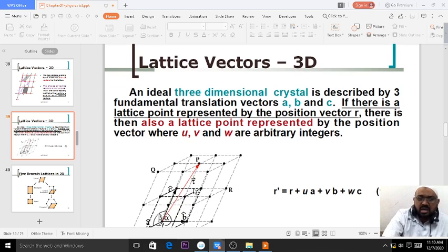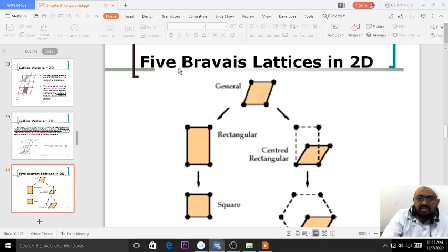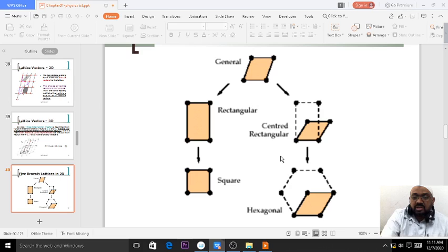How the lattice points are arranged and what will be the figure or the pattern that you are going to observe. So how many Bravais lattices can you have in 2-dimension? See here, you can have the lattice point arrangement such that the environment about each point is identical with respect to the neighboring atom. So how can we arrange the lattice points? You can see here: general, rectangular, centered rectangular, square-shaped lattice, and hexagonal. So 1, 2, 3, 4 and 5.